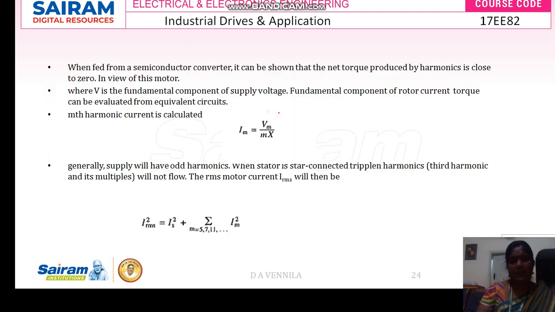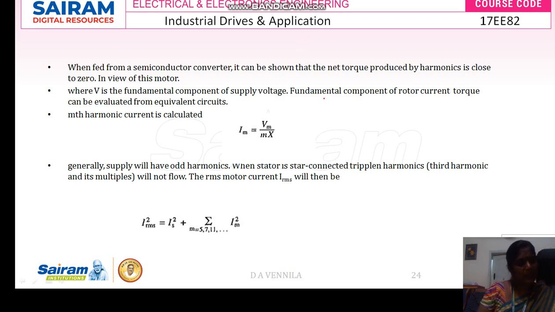Now see, when a semiconductor converter is used, the net torque produced by the harmonics will be zero, because the semiconductor has its own property. It raises the fall time and rise time, and it also acts as a low pass filter. Because of that, the net torque due to harmonics will be zero.